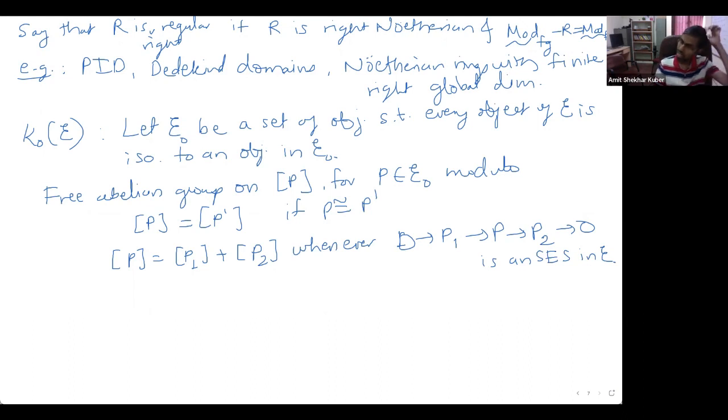So we simply take a free abelian group and quotient out by these relations. No pairs necessary. Earlier, for symmetric monoidal categories, we took the isomorphism classes, then we defined pairs modulo some equivalence relation, the stable equivalence relation. Here we don't need any stable equivalence relation. Just this particular set of relations is sufficient. So this will give you K0 of E.